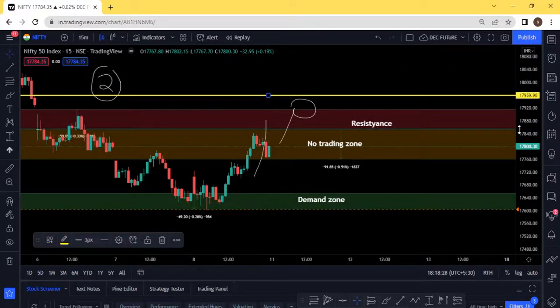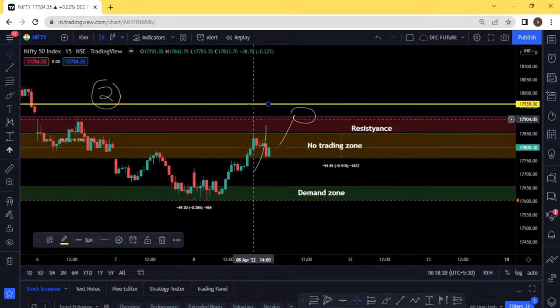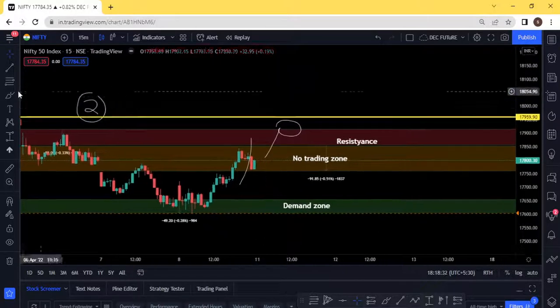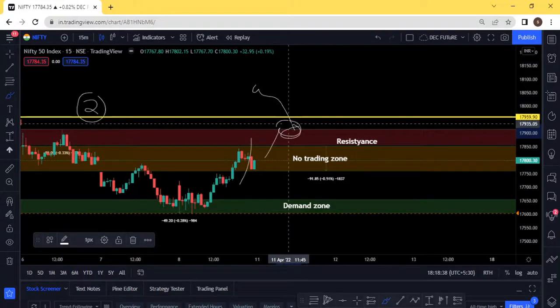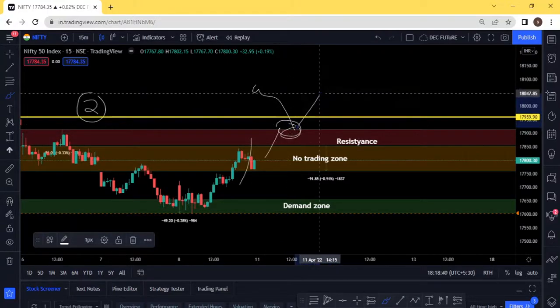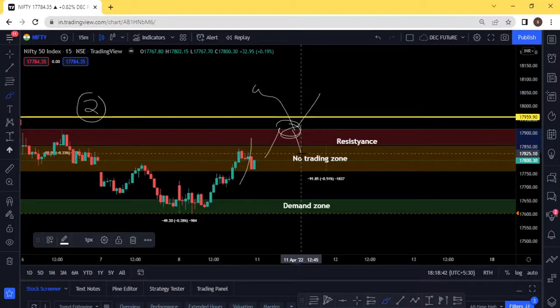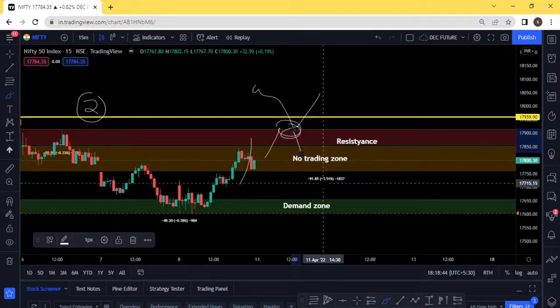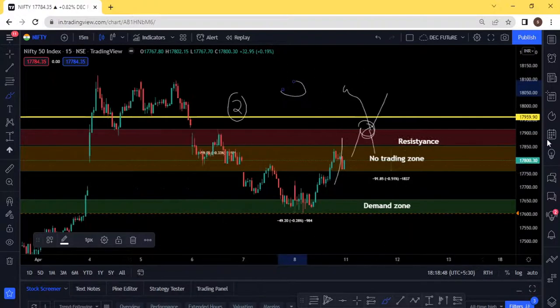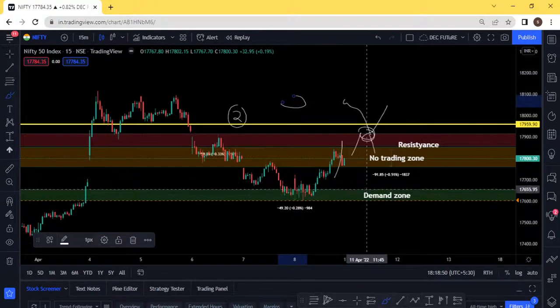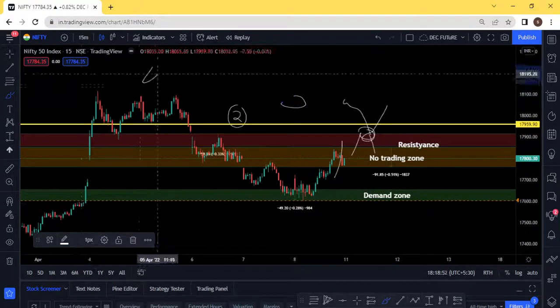If the price opens anywhere above this resistance, we will wait for the prices to take a pullback down and give us a confirmation around the 17,935 levels to go forward. If it enters into the no trading zone, we will not take any trade, right. So that becomes our trade number 3, right. Suppose the price opens here, that is trade number 4.